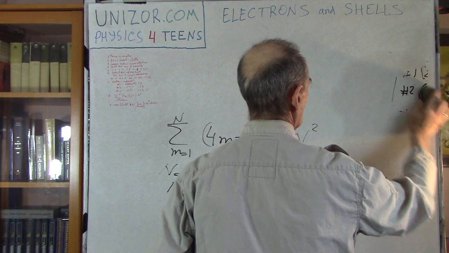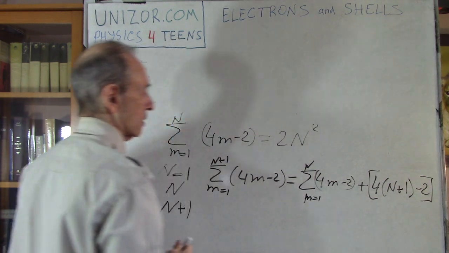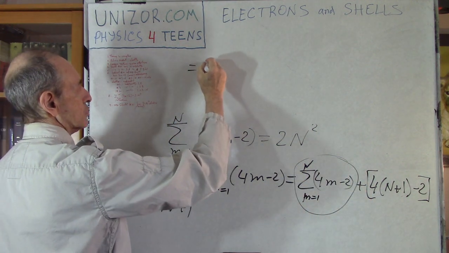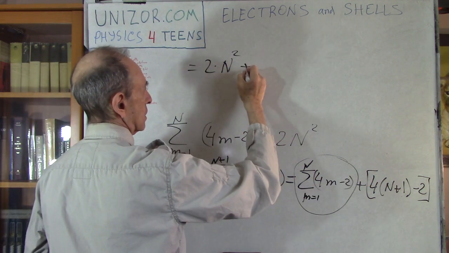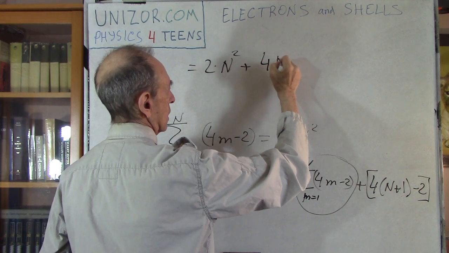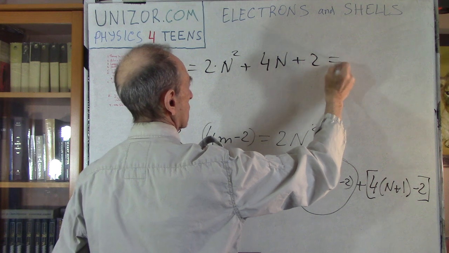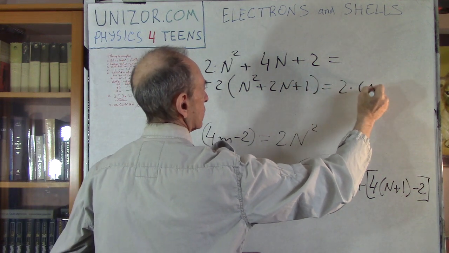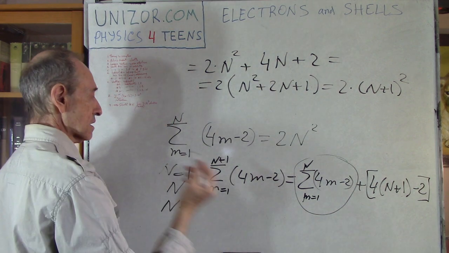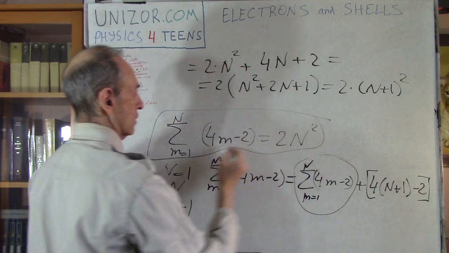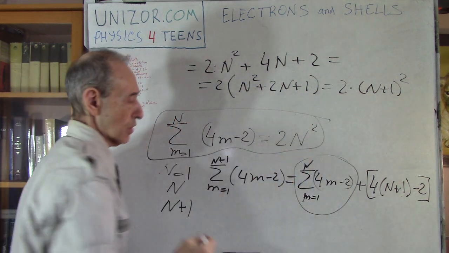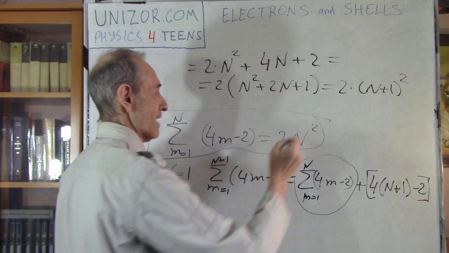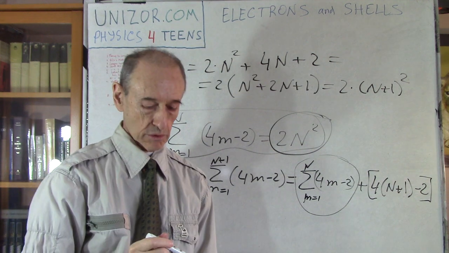Okay, well, let's check it out. We have assumed that the formula is correct for n. So I can replace this with 2n squared plus 4n plus 4 minus 2, which is plus 2, equals 2 times n squared plus 2n plus 1, which is 2 times (n plus 1) squared, which is exactly the formula we need for n equal to n plus 1. So this is the proof by induction that this particular formula is correct. So for the nth shell, we have 2n squared electrons.